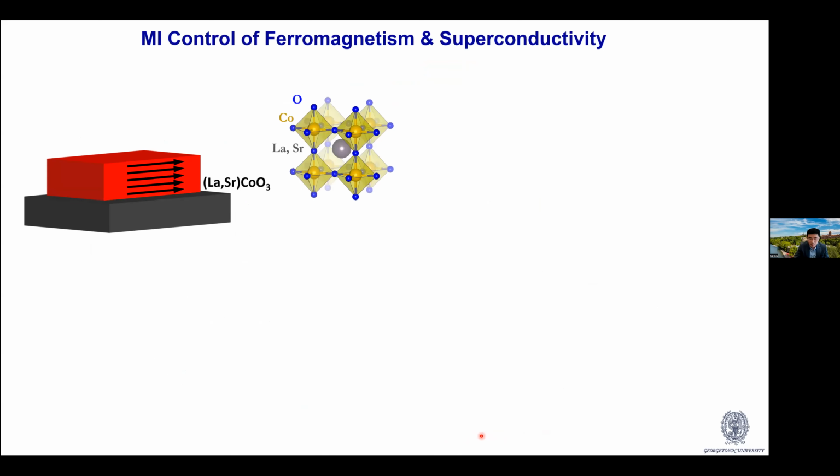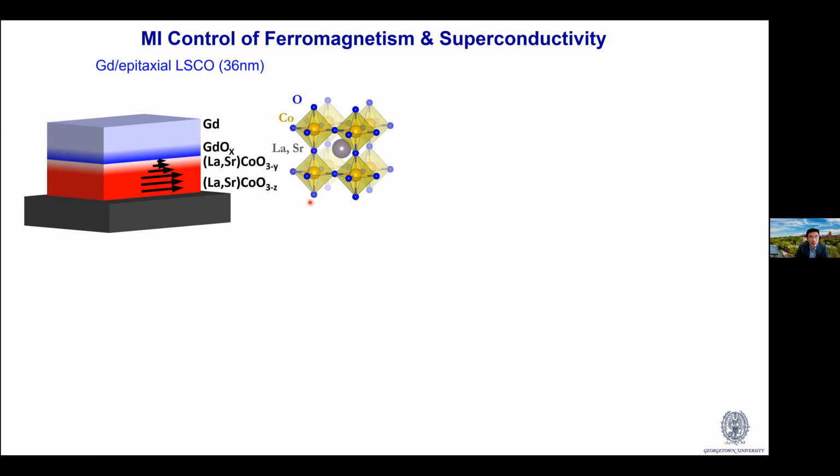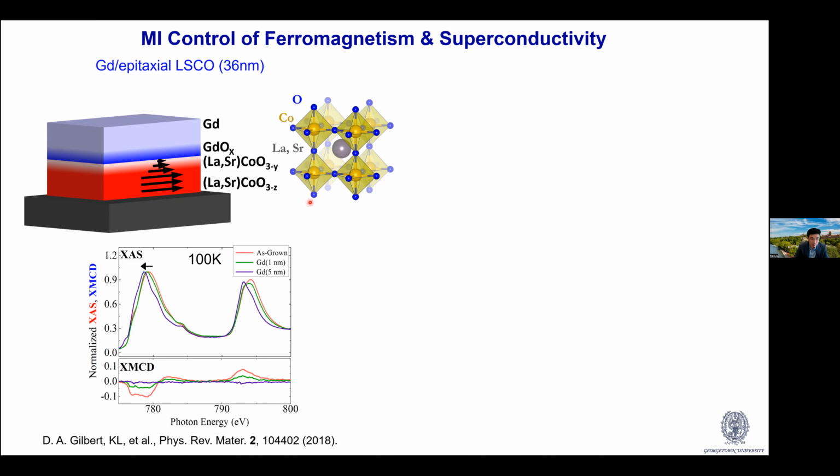Here are a couple of examples illustrating the magneto-ionic control of ferromagnetism. This is perovskite lanthanum strontium cobaltite, about 36 nanometers, epitaxially grown. If we put just a few nanometers of gadolinium on top, gadolinium is able to suck oxygen all the way through this entire thickness of the cobaltite and turn it from magnetic perovskite into non-magnetic brownmillerite.